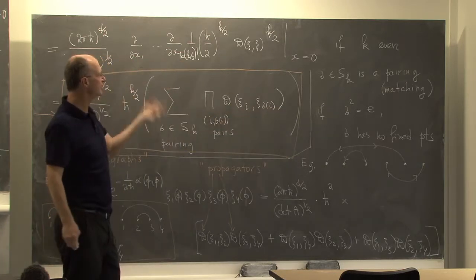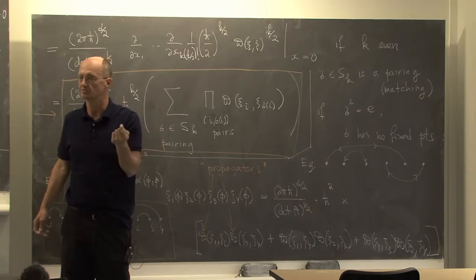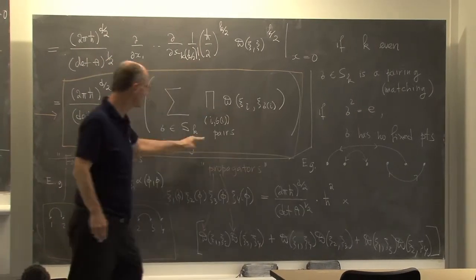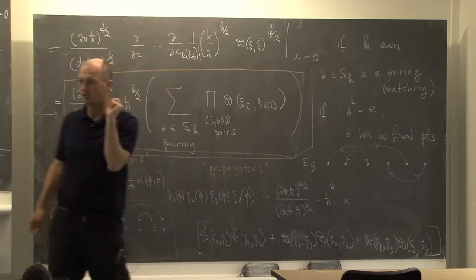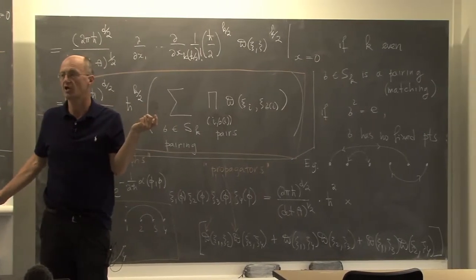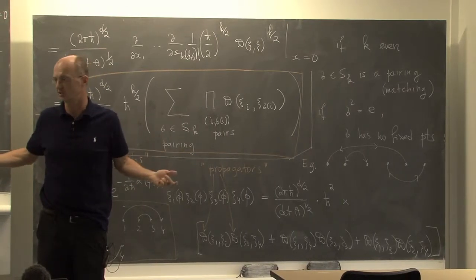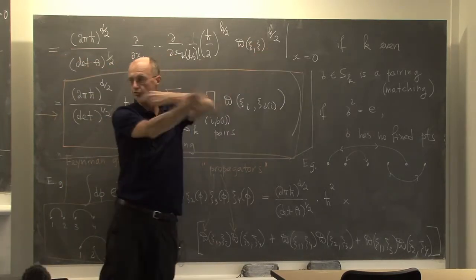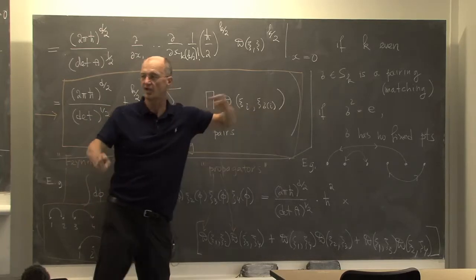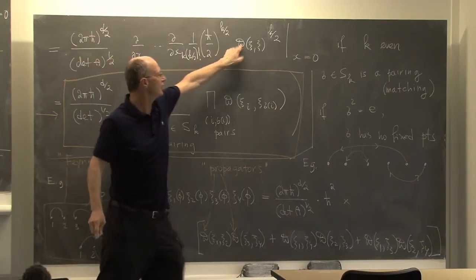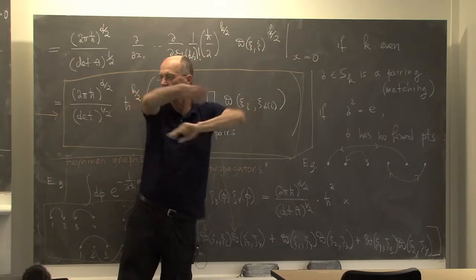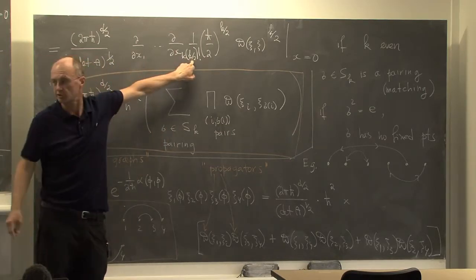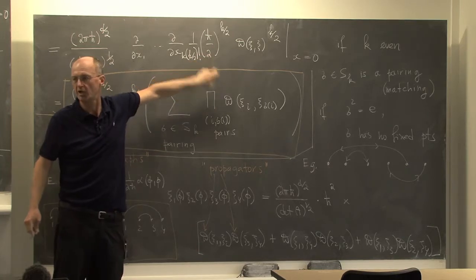The question is how many times each product comes up. So what's the combinatorial factor? How many times a given matching comes up on the right-hand side? Well, let's try to work out our combinatorics, right? So first of all, of course, there is this k over 2 factorial ways to get it, right? Because we could use this one or next one or whatever. We could have used any of them in any order. So this would kill k over 2 factorial. Now, what about 2 to the power k over 2?